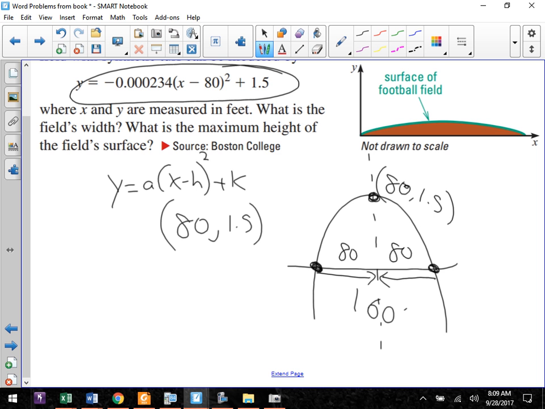How tall is the field at the highest point? 1.5. Done. Didn't have to use your calculator for that, did you? Did you have to worry about anything on this problem? You don't, because the idea is understanding, guys, understanding what format things came in.